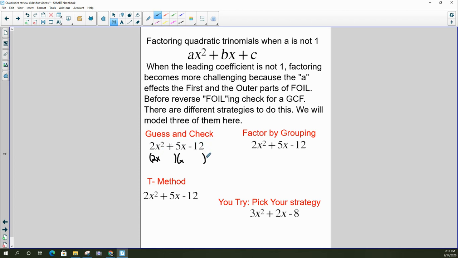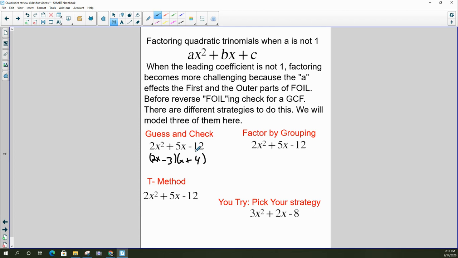can do this. So if I say 2 and I put a 4 here, I know that 2 times 4 is 8, and then 8 minus 3 will be 5. So I kind of just did the FOIL part in my head. Again, I know that negative 3 times 4 is negative 12. I need to check the outer and the inner part of FOIL to get the 5x.